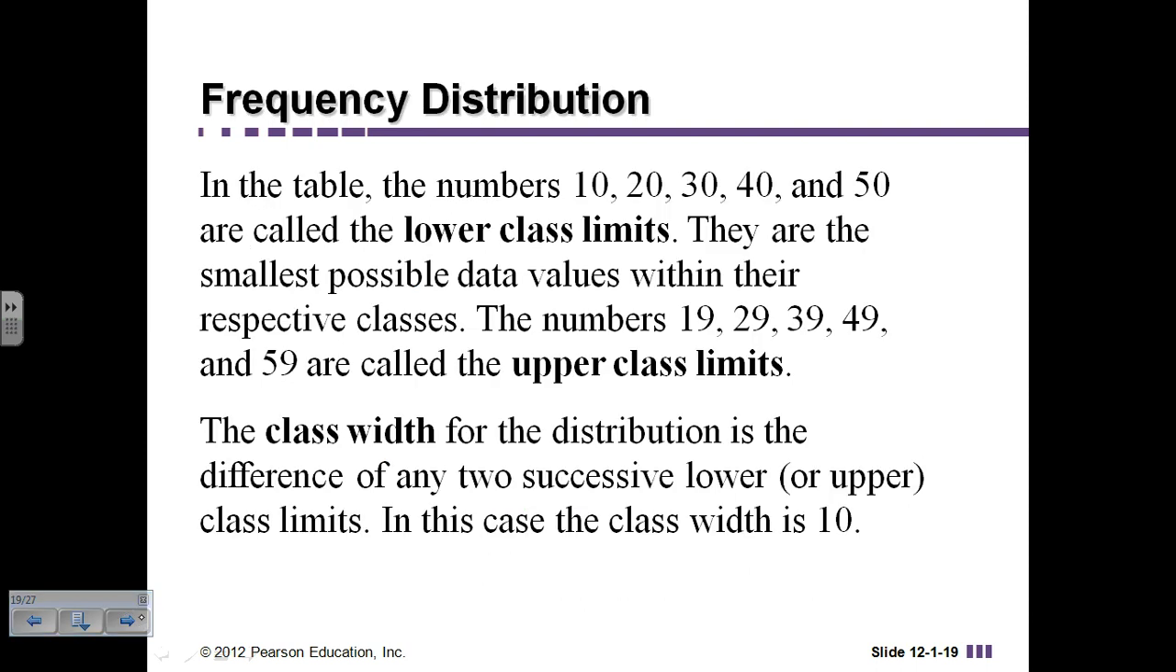So some of the terms that you might see when you're talking about this is the lower class limit is the smaller number. So remember, our classes were 10 to 19, 20 to 29. So our lower class limits are the 10 and the 20. The upper class limits are the 19 and the 29. And the width for each of these distributions is 10. So the width is the difference between those two, the upper and lower, how many items there are in that distribution.